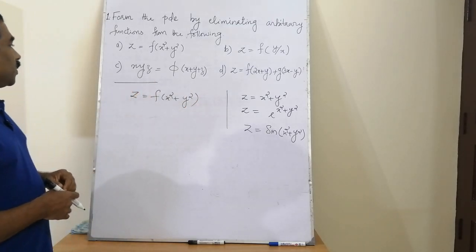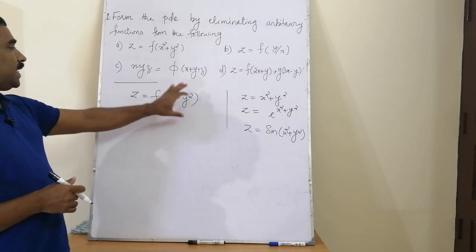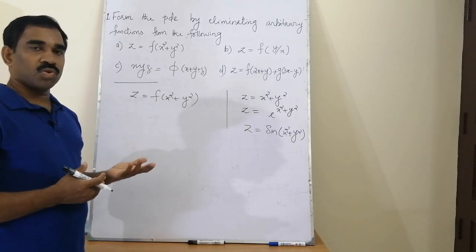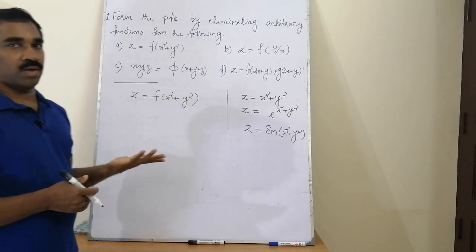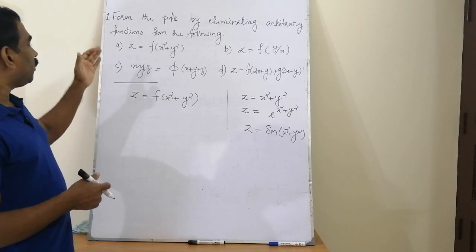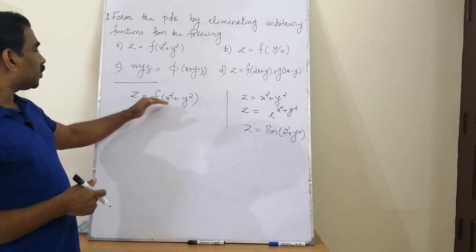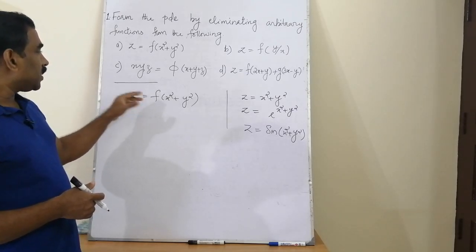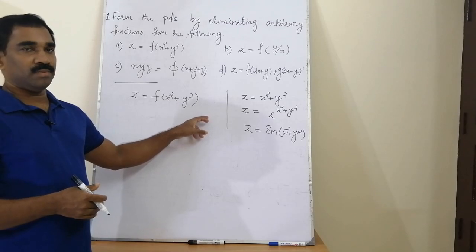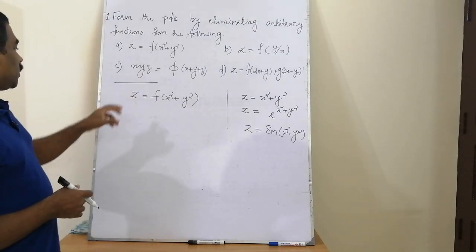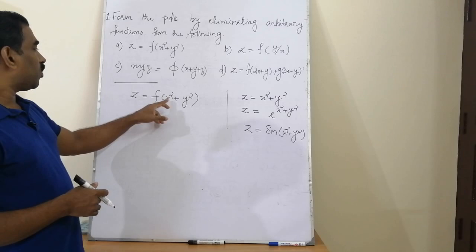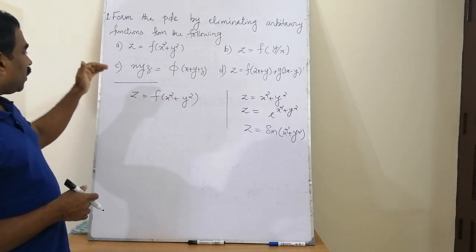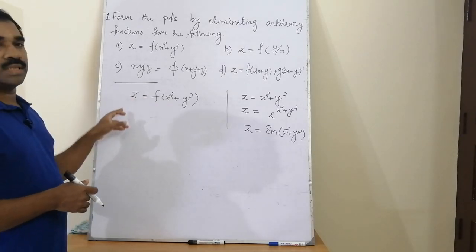Okay, so we are going to represent that 3D surface by a partial differential equation. That partial differential equation may be either a first order partial differential equation or second order or higher order. And we know the relation between the number of arbitrary functions present and the order of the eliminant PDE. The order of the eliminant PDE is equal to the number of arbitrary functions present in the given relation. In the given relation z is equal to f of x square plus y square, we have only one arbitrary function, so we can expect a first order partial differential equation for representing this surface.